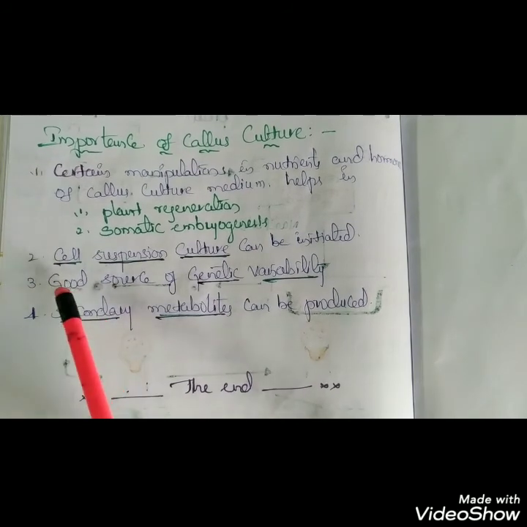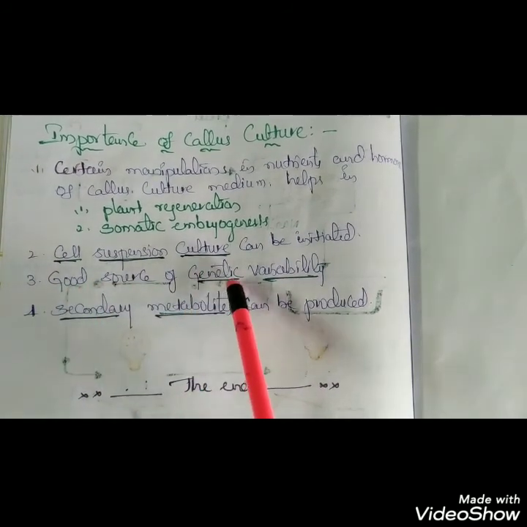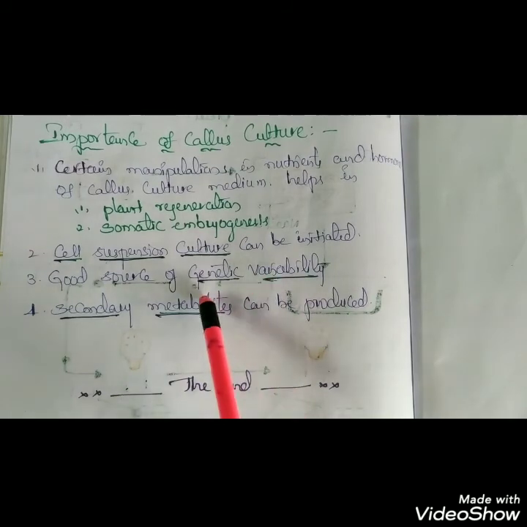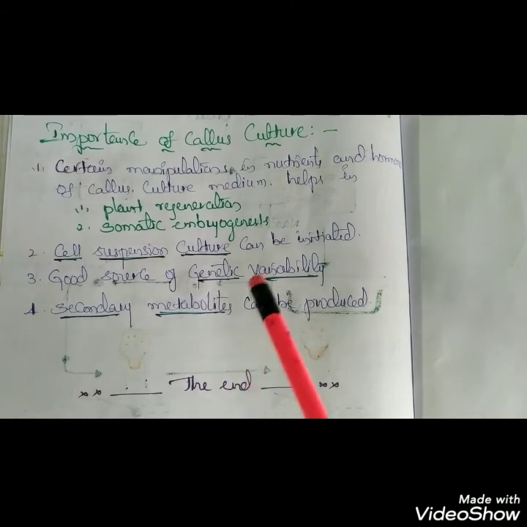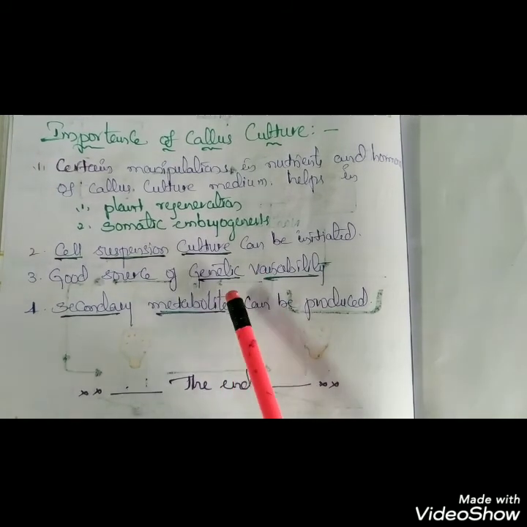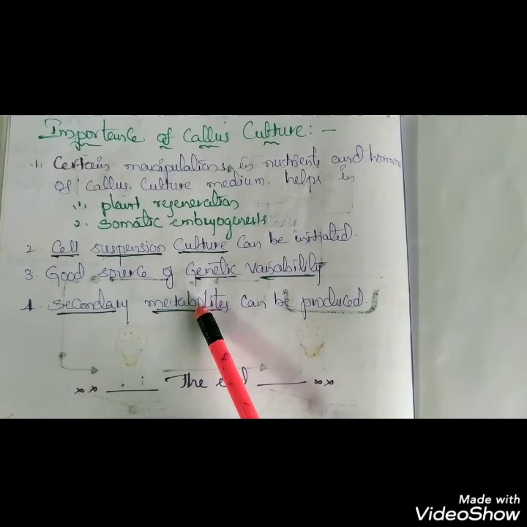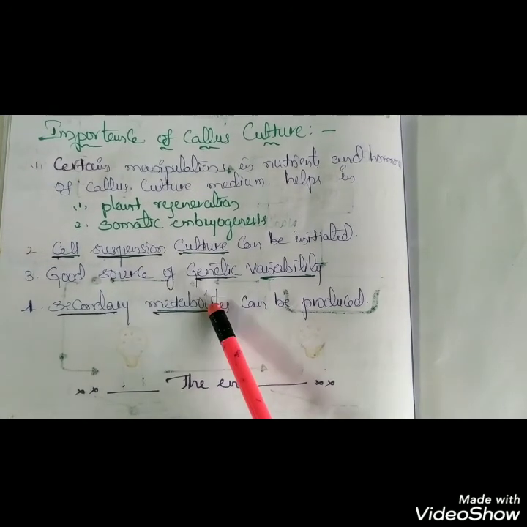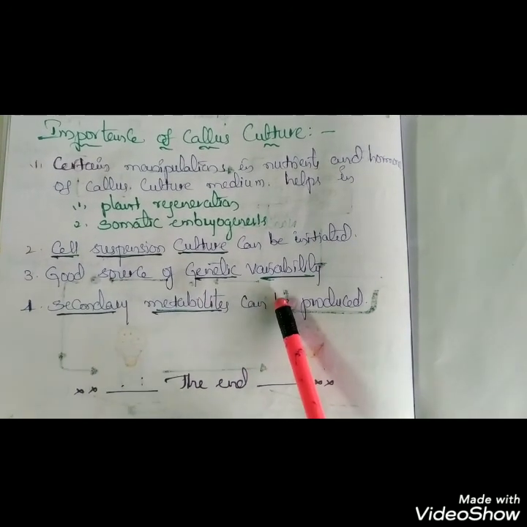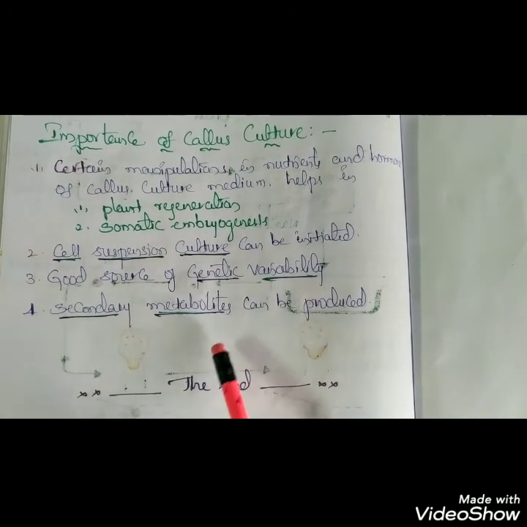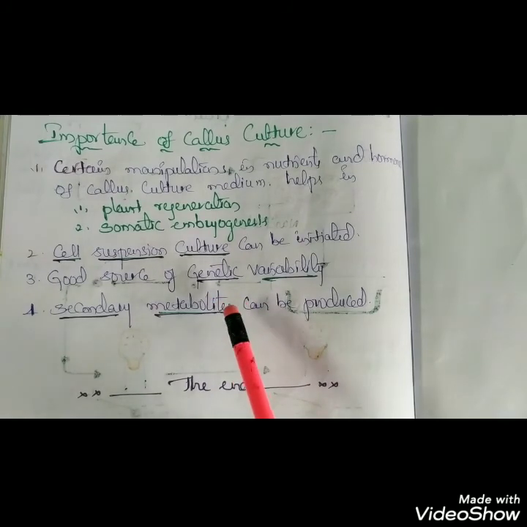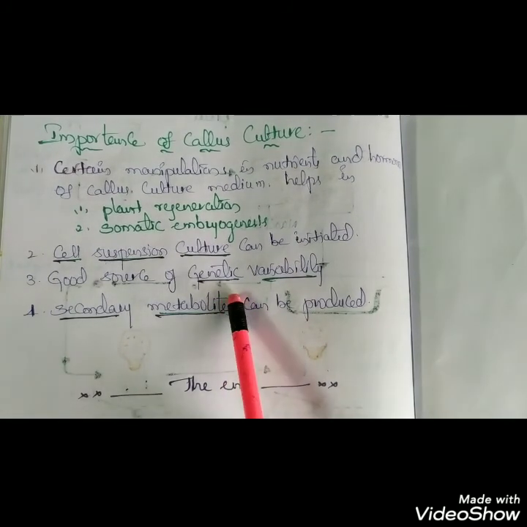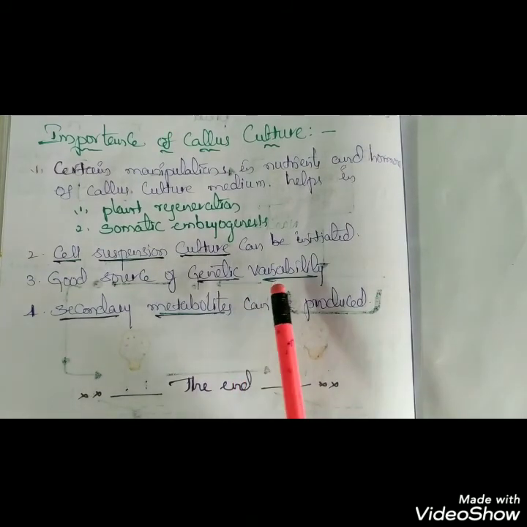Third one, it is used as good source for genetic variability. A number of genetic manipulations can be carried out using callus cultures, and a number of desirable genes can be easily incorporated and plants can be manipulated to produce transgenic plants, that are genetically modified plants. So plant breeders can carry out a number of genetic manipulations to produce many improved varieties of plants in crop improvement programs.